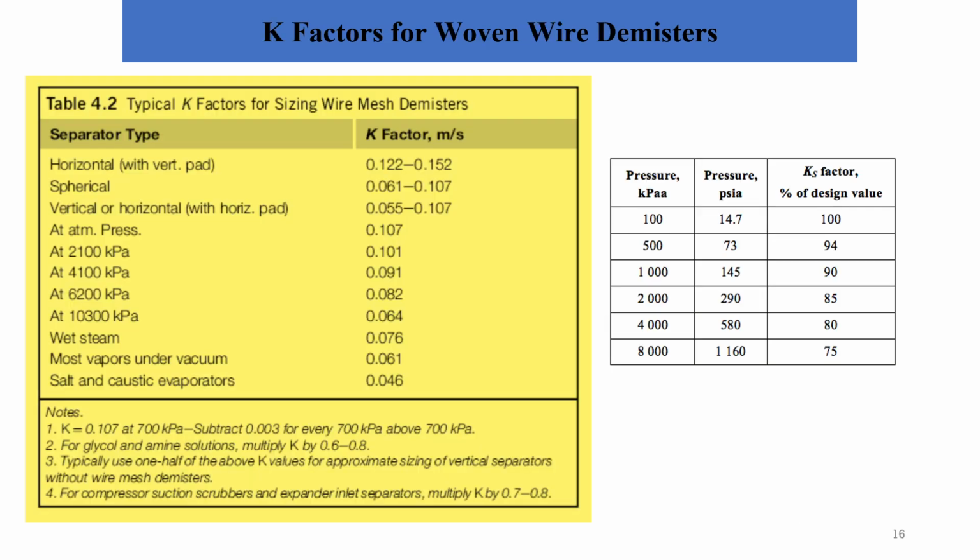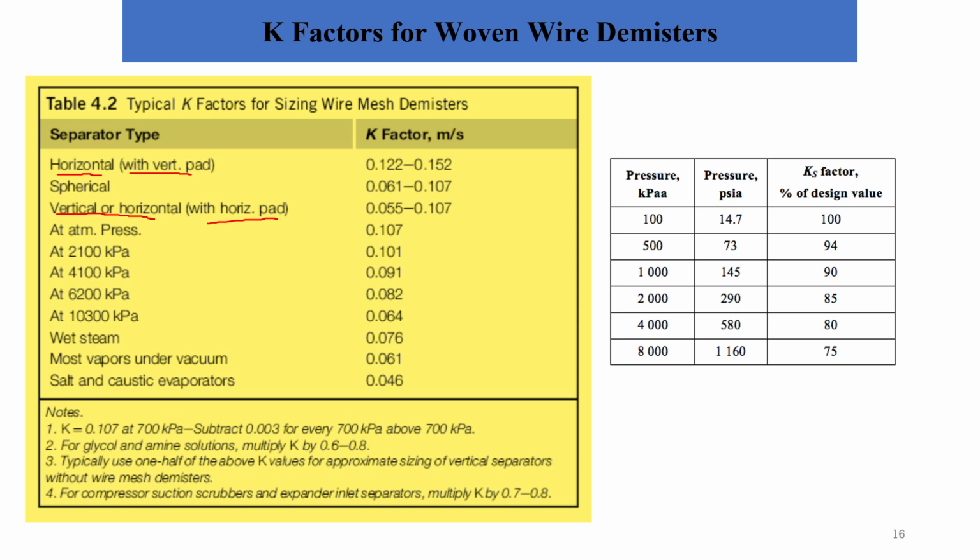Okay, now let's learn how to get the K value for sizing a wire mesh demister in the case of a separator with demister. This table represents values for the K factor in meters per second. As you can see from these values, it depends on the type of the separator and the configuration of the mesh: if you have horizontal with vertical pad, or vertical or horizontal separator with horizontal pad. We also have to keep in mind that in the notes there are certain corrections.